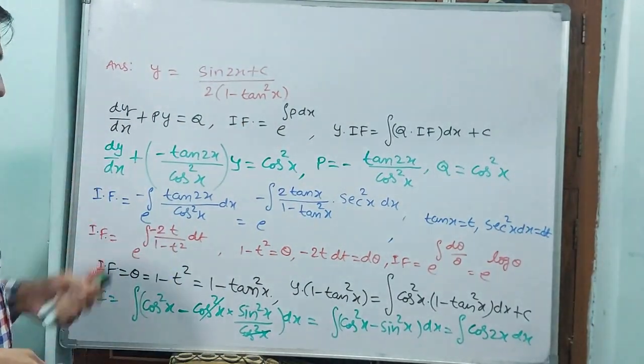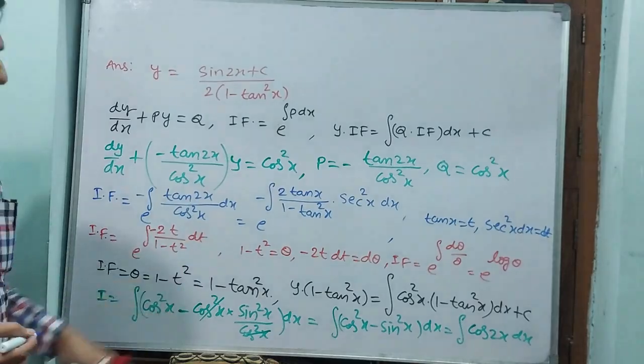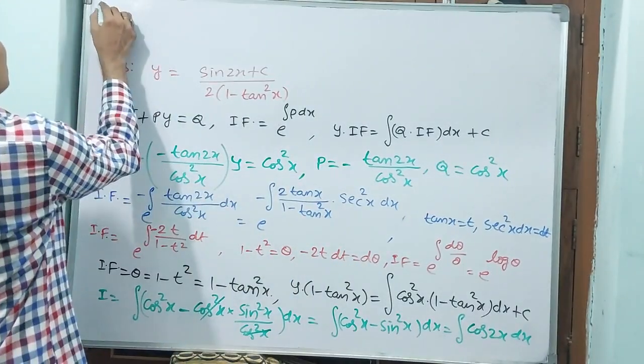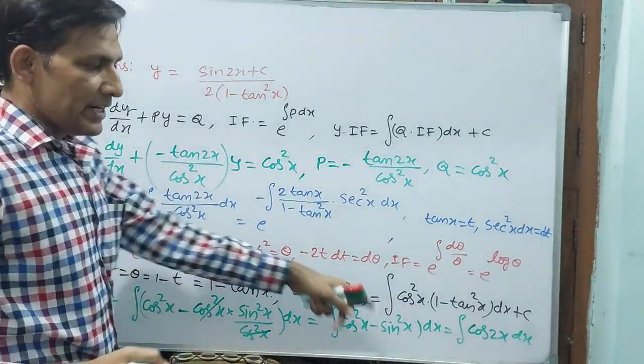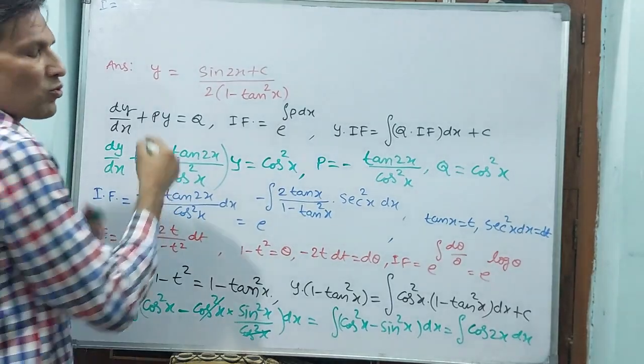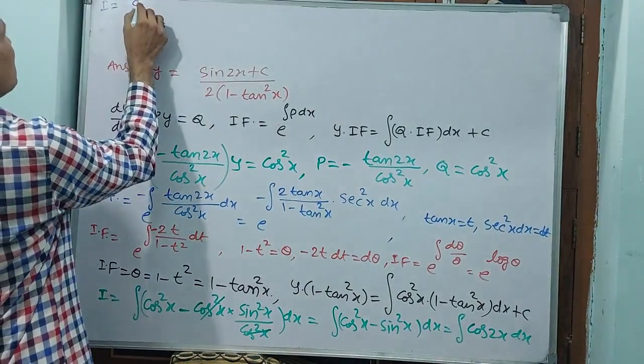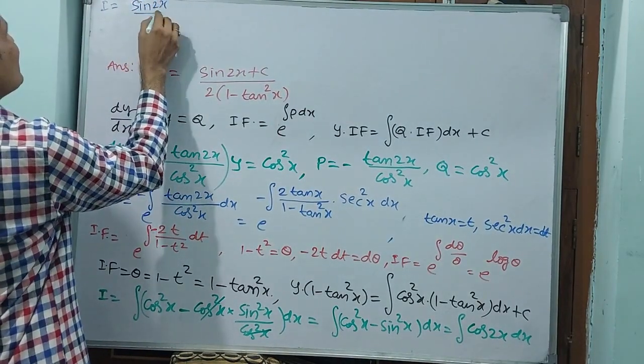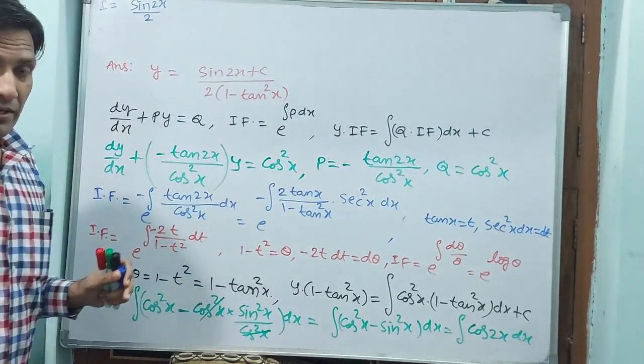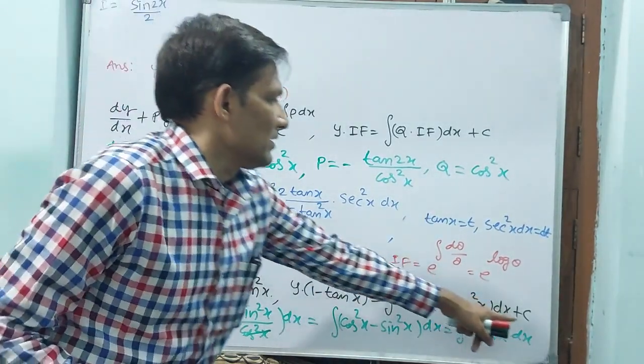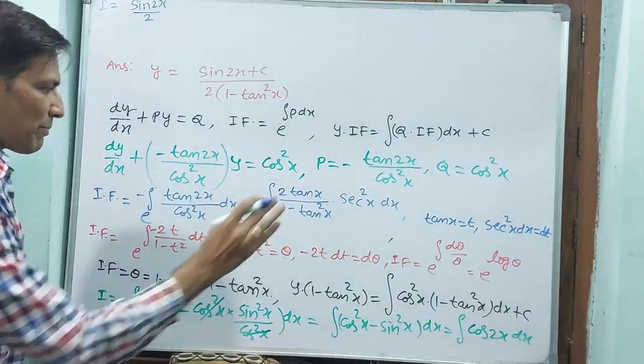I take blue. Okay, now go. Integral cos 2x is equal to sin 2x by 2 plus c. It will not come again, why? Because c is already there here. C, don't forget. Then you substitute in this.